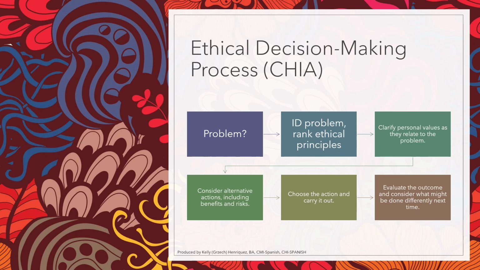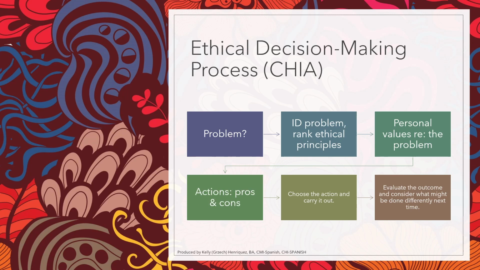Step 3, clarify personal values as they relate to the problem. Personal values, rate the problem. Okay, what are your personal values as they relate to this problem? Step 4, consider alternative actions, including benefits and risks.